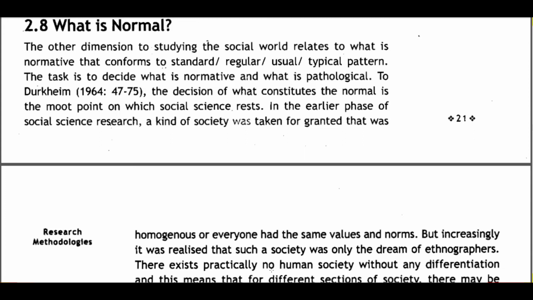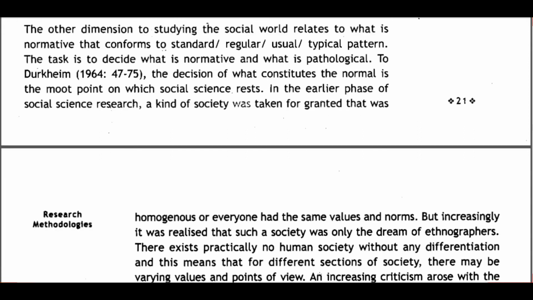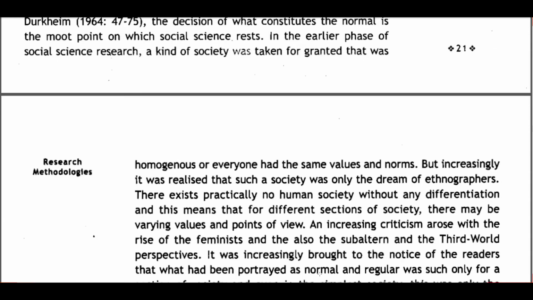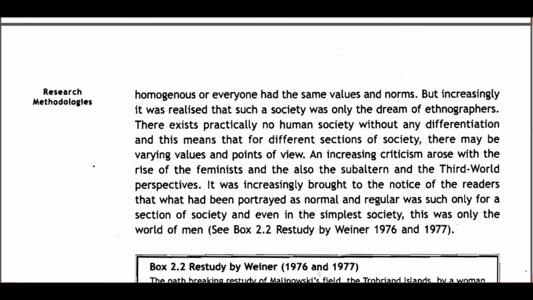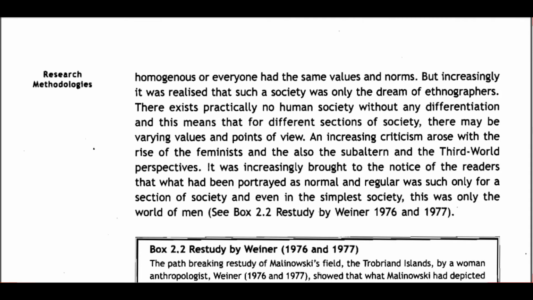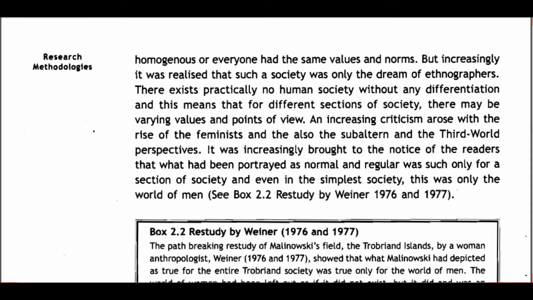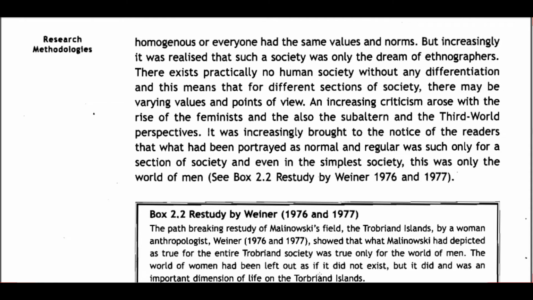In the earlier phases of social science research, a kind of society was taken for granted that was homogeneous, where everyone had the same values and norms, but increasingly it was realized that such a society was only the dream of ethnographers, that it existed particularly for human beings without any differentiation, and this means that for different sections of society there may be varying values and points of view.